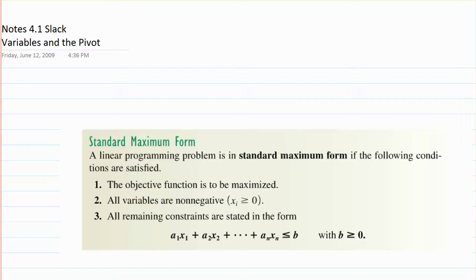This is section 4.1, slack variables and the pivot. In the previous chapter, we talked about and worked with solving linear programming problems by the graphical method. And this method worked for problems with two variables. But when we get more than two variables or have a lot of constraints, the simplex method is used. And so that starts with picking one corner point, and then in a systematic way we find other corner points, and finally we find an optimum solution.